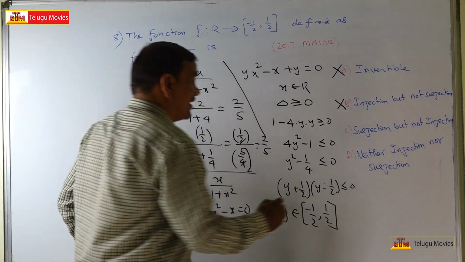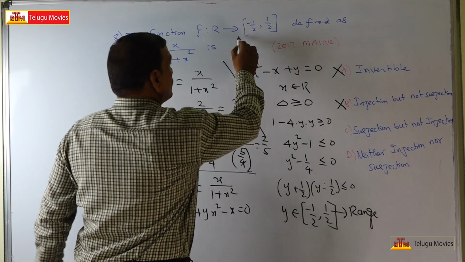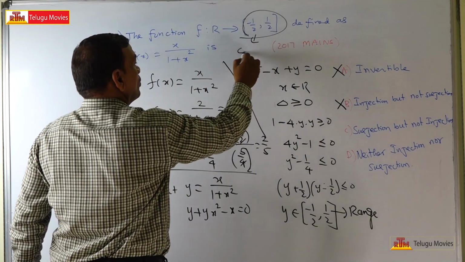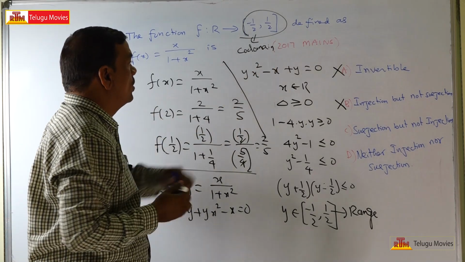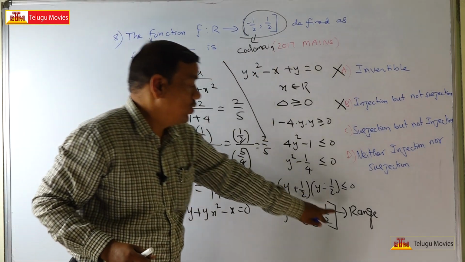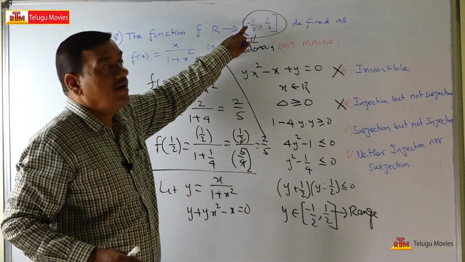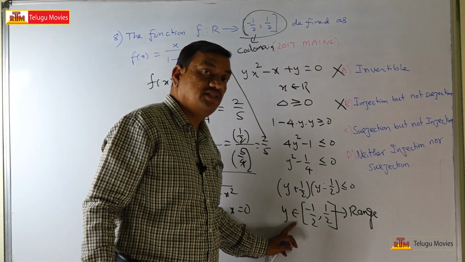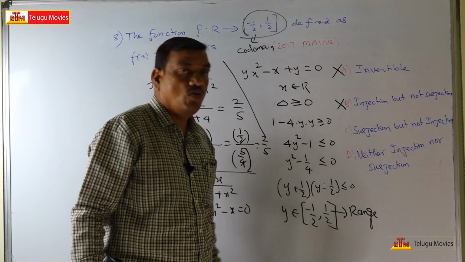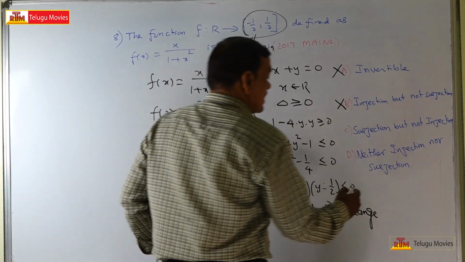So this is the range. What is the codomain? This is the codomain. From this, what can you say? Codomain is equal to range. Codomain is minus 1 by 2 comma 1 by 2, and the range is minus 1 by 2 comma 1 by 2. So since codomain is equal to range, this is a surjection.